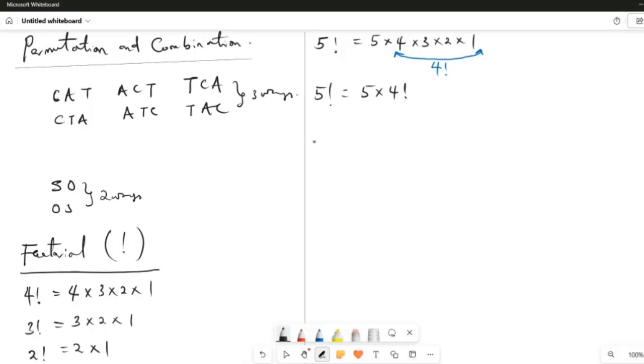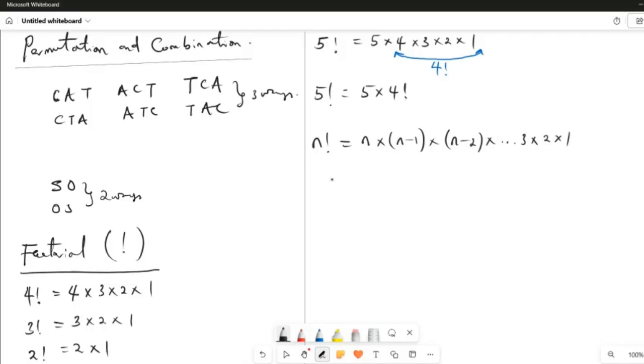So if I'm looking for n factorial, n factorial is going to be n times, you reduce it by 1, that's n minus 1. You reduce this by 1 as well, n minus 2, until you get to 3, 2, and 1. So this is what you have for n factorial.